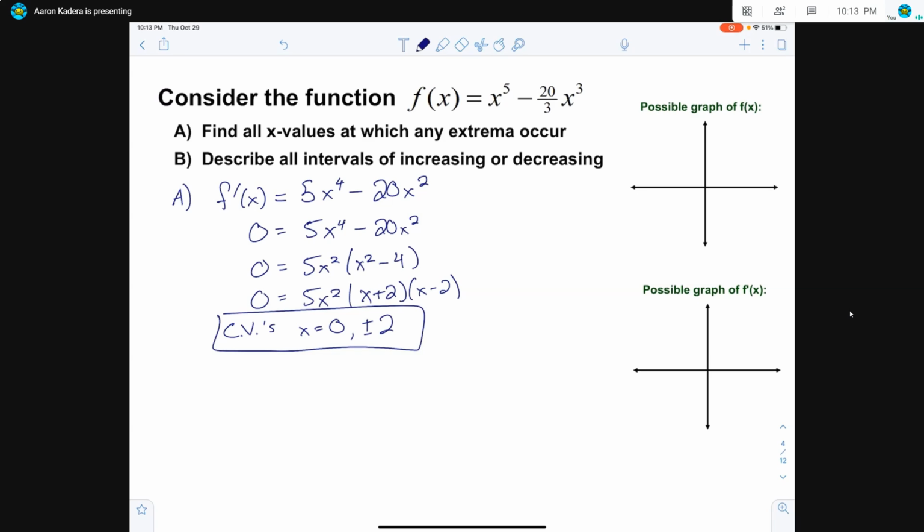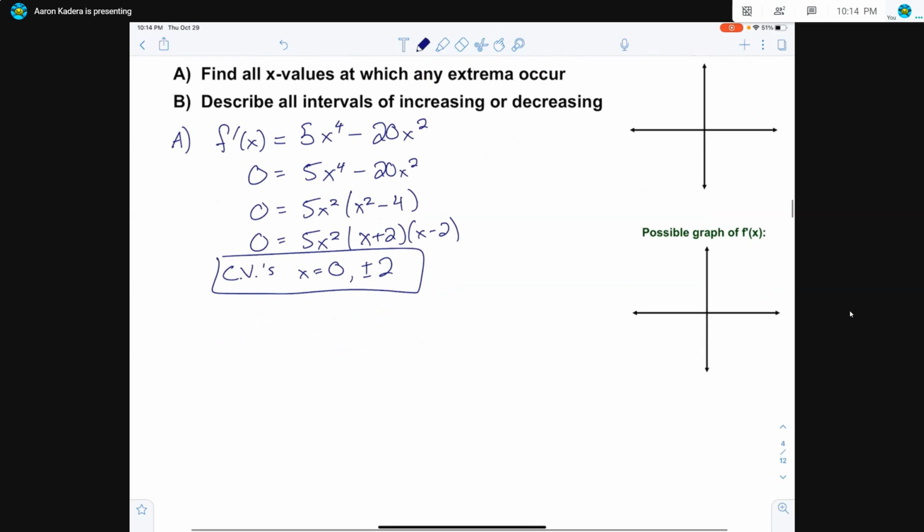Our job today is not just to identify those or just to test them. Plugging those into something with the 20 thirds there does not look like a whole lot of fun. So instead what we're going to do is an analysis of what the derivative is doing. Just to be clear, what I'm about to do is not sufficient explanation for an FRQ, but it's a way of organizing the information so that I can then write out a formal sentence about why I believe there's a maximum or a minimum at a certain place. So what I do is I draw a number line, and I put my critical values on it, -2, 0, and 2.